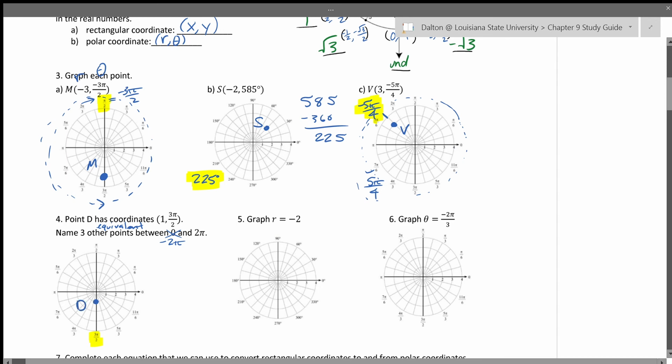Our job is to name this point in 3 other ways. Well, instead of starting at 0, we can go to the positive 3 pi over 2, but I can get to this same angle if I start at 0 and go clockwise a distance of negative pi over 2. So there's another coordinate. Instead of calling it 1, 3 pi over 2, I can call it 1, negative pi over 2.